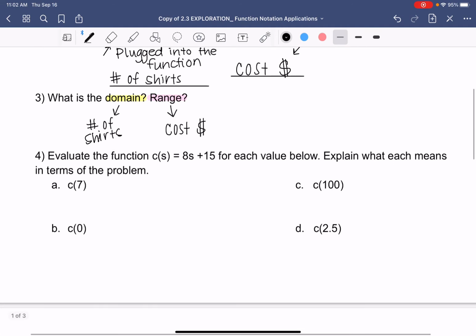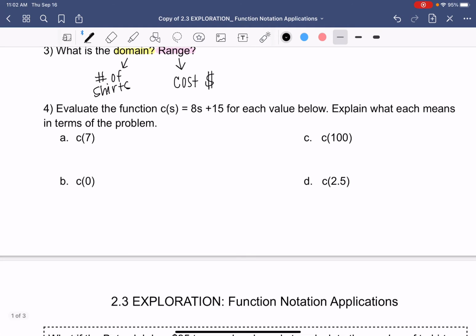All right, we're going to do a couple more examples. Evaluate the function C of S equals 8S plus 15 for each value and explain what each one means. We have C of 7, so the cost of 7 shirts. The cost of 7 shirts will be 8 times 7 plus 15. When we do 8 times 7 in our calculator plus 15, we get 71. So the cost of 7 shirts is $71.